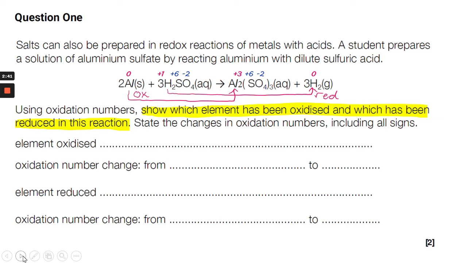So looking at what happens to the oxidation numbers, if it goes up, it's an oxidation. If the oxidation number goes down, it's a reduction. So that gives us aluminium being oxidized from 0 to +3, and hydrogen being reduced from +1 to 0.